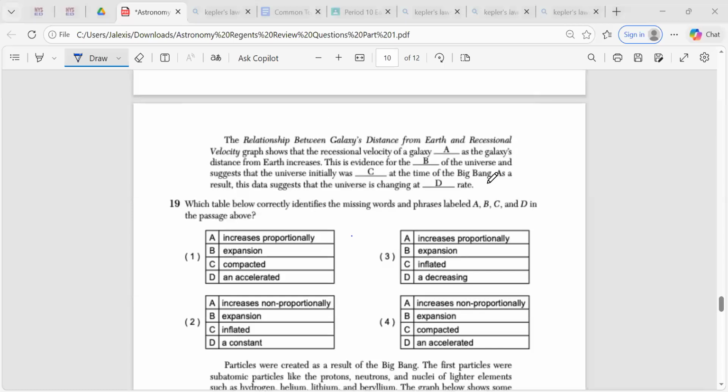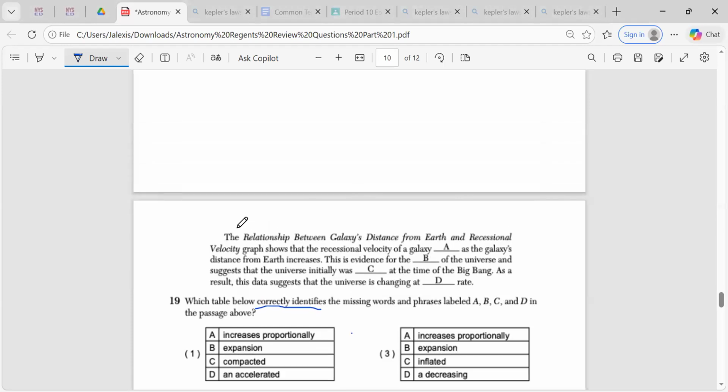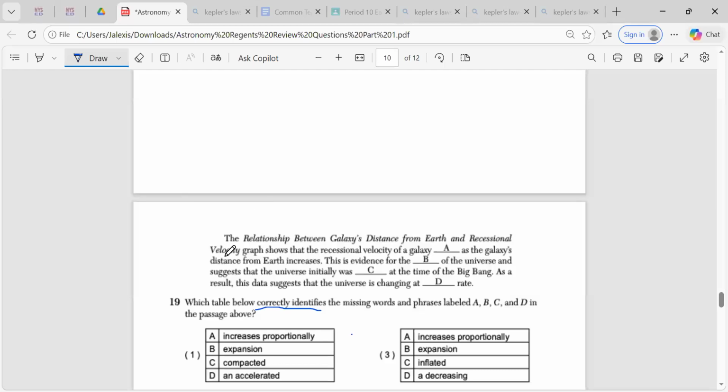All right, number 19. It says the relationship between galaxy distance from Earth and recessional velocity graph shows that the recessional velocity of a galaxy blank as a galaxy's distance from the Earth increases. So we're going to be filling in this blank, and it says which table correctly identifies the missing words and phrases labeled A, B, C, and D in the passage above.